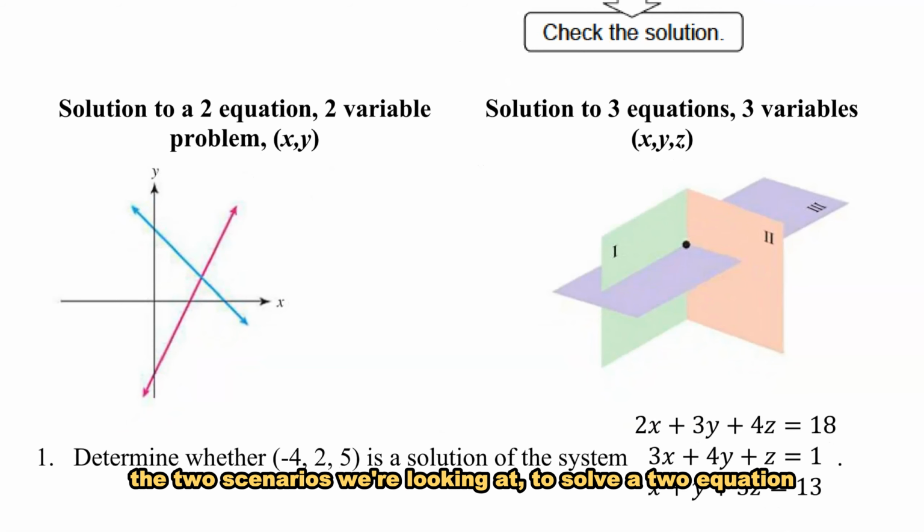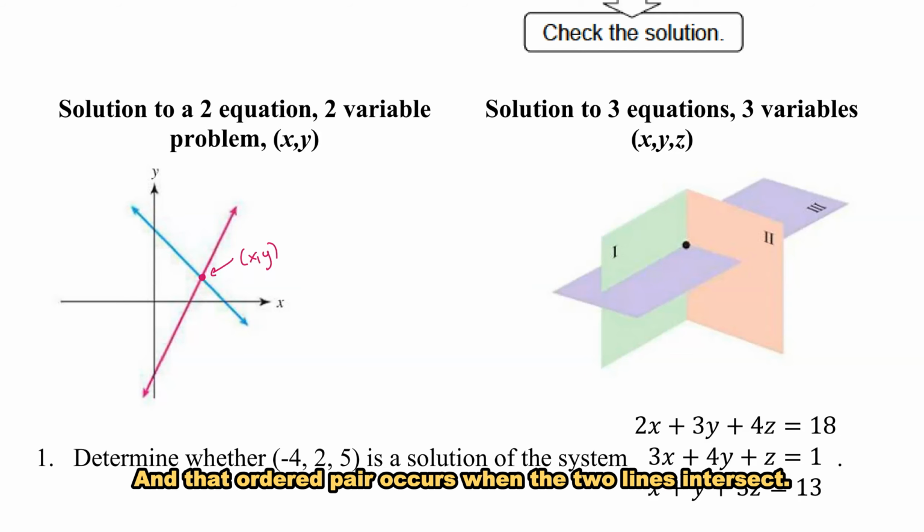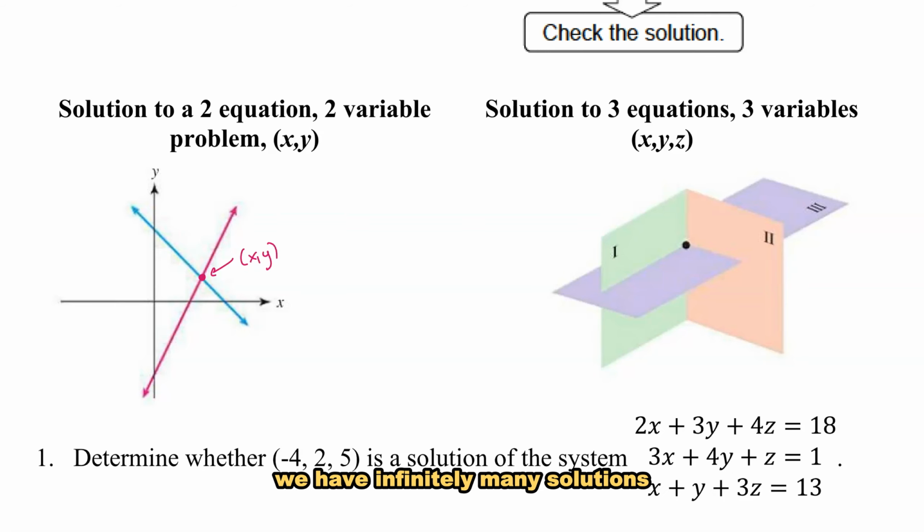Just to compare the 2 scenarios we're looking at, to solve a 2 equation, 2 variable problem, we have an ordered pair that will be our solution, and that ordered pair occurs when the 2 lines intersect. If they don't intersect, we don't have a solution. If they overlap, we have infinitely many solutions, which we've talked about before. But solutions to a 2-variable linear system will be an ordered pair.